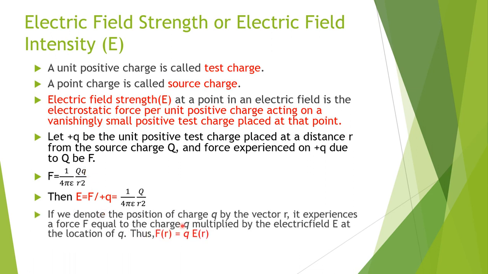In vector notation also we can represent E. Vector notation means using position vector and unit vectors. And now we got the relation between E and F. What is the relation between E and F? E is equal to F by Q, or we can write F is equal to E multiplied by Q. That is, we can write in vector notation F of R is equal to Q multiplied by E of R. This is just what we have represented using vectors.